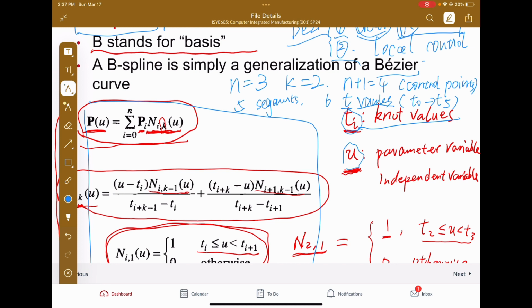And u is the parameter variable. These equations help us define one variable, and another variable helps us do the calculation. So remember these numbers, and then we move to the next step.